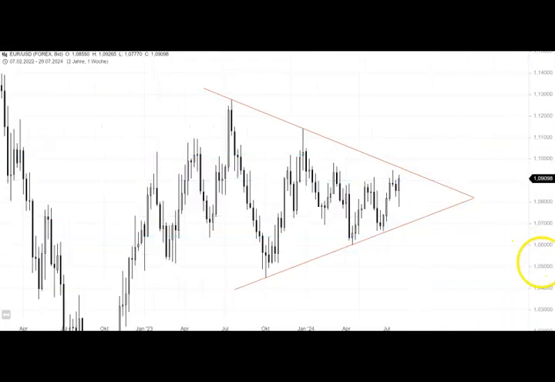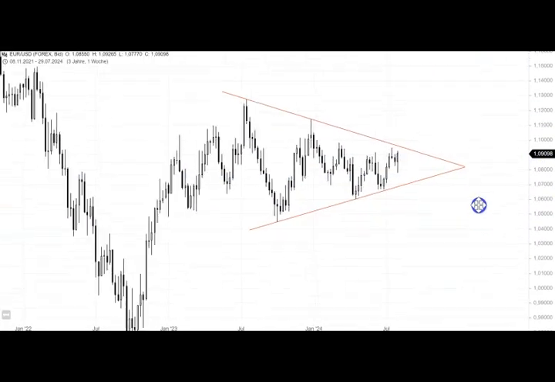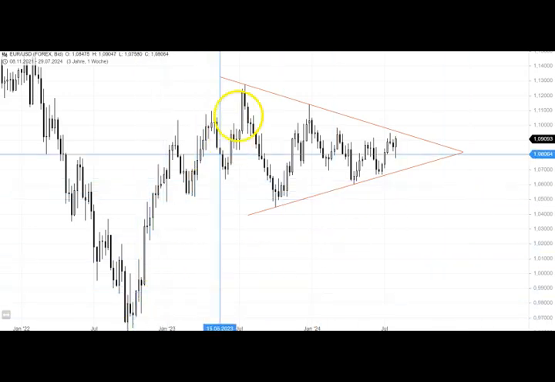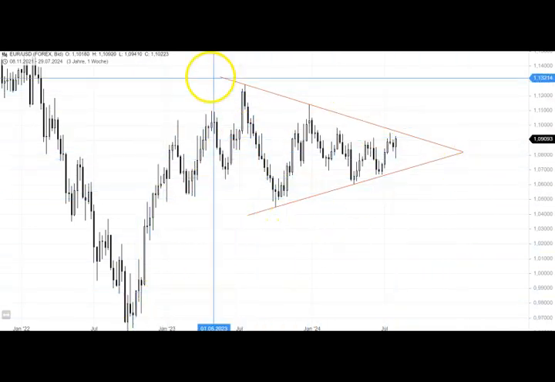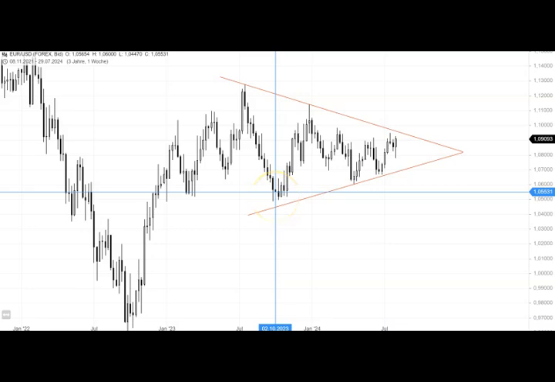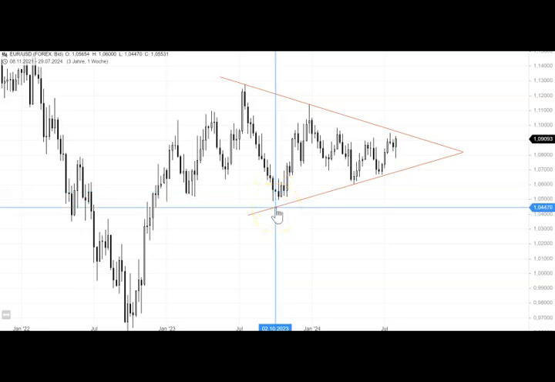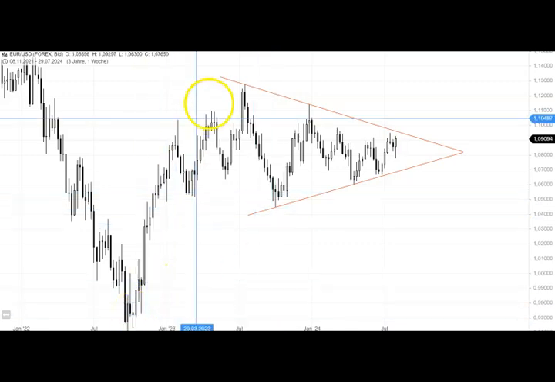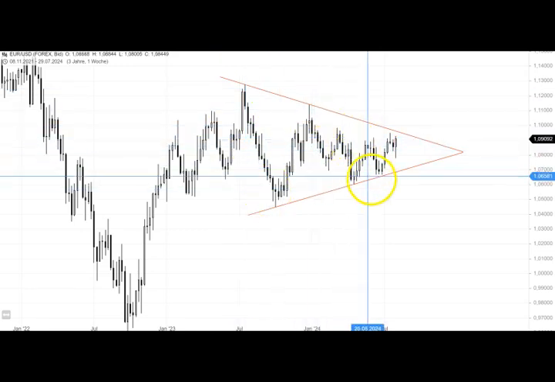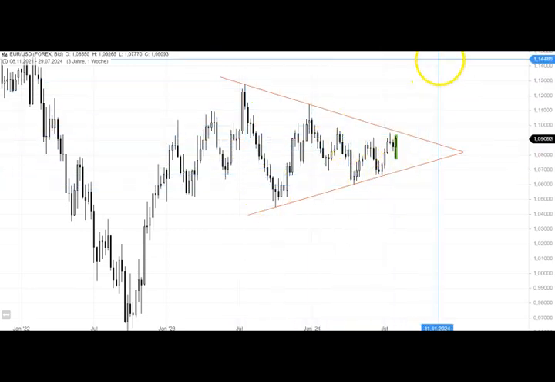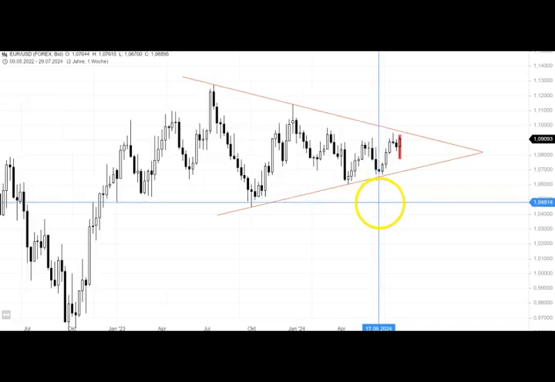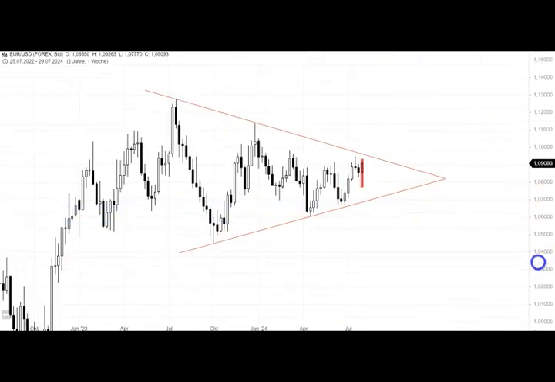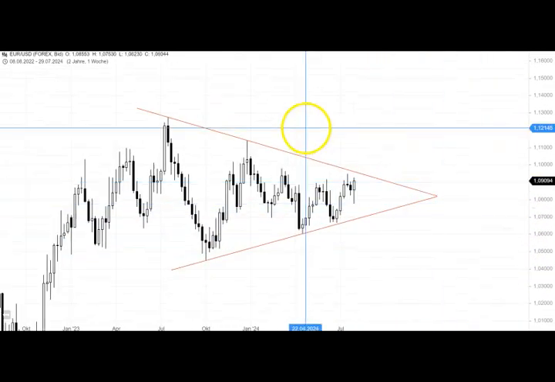When I zoom out here a little bit, you see the latest trend is actually up, and usually these triangles are used to consolidate in the latest trend. So that would mean the trend is up, this is a consolidation, and there should be another leg up to the upside. We'll see if that is the case in the next few months.